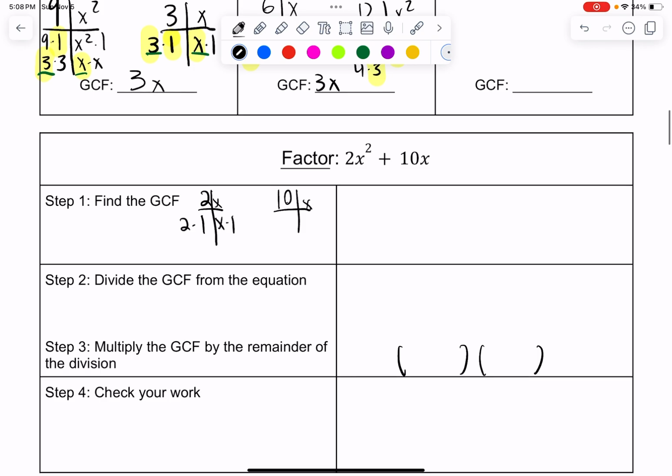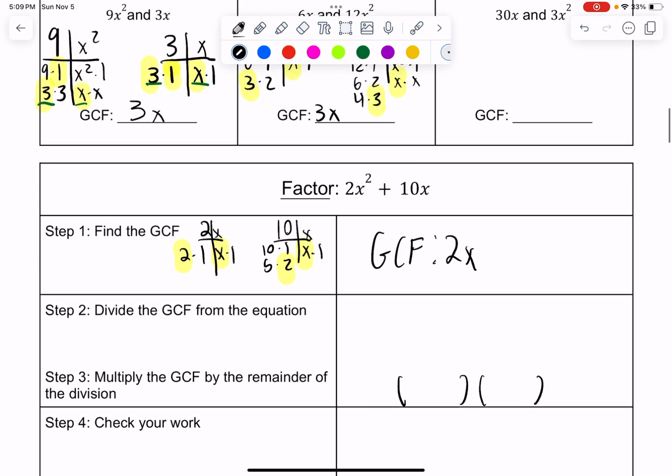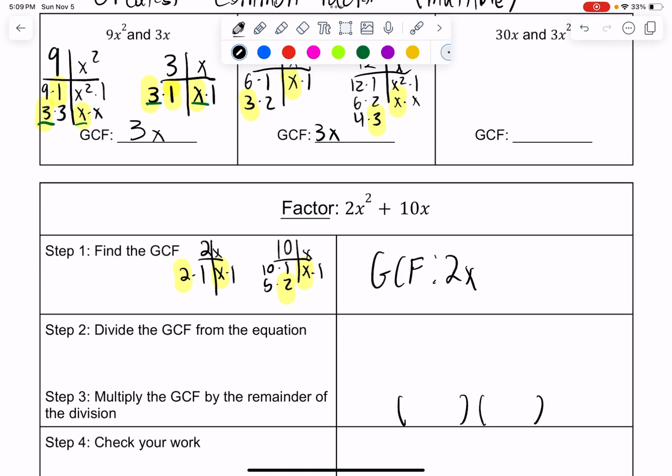Now, 10 has a couple. It's going to be 10 times 1 and 5 times 2. Finally, I have x, which is x times 1. So here, I can start identifying my factors. So I have 2 and 2, and x and x. Therefore, my GCF is going to be 2x. And I also left a couple of the problems open so that you guys can practice as well.